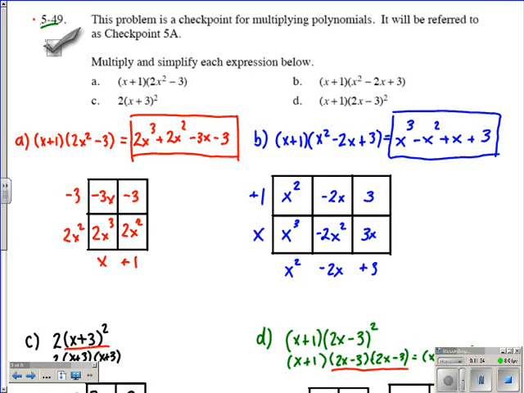If not, remember this here is a checkpoint problem, which means we're not going to spend as much time discussing these in class. It's going to be expected that you know how to do it. So if you need help, you need to make sure you get it soon.